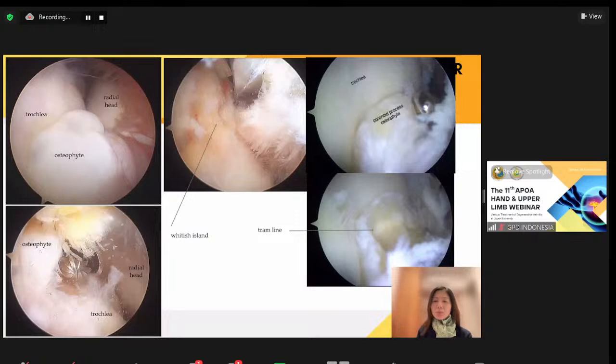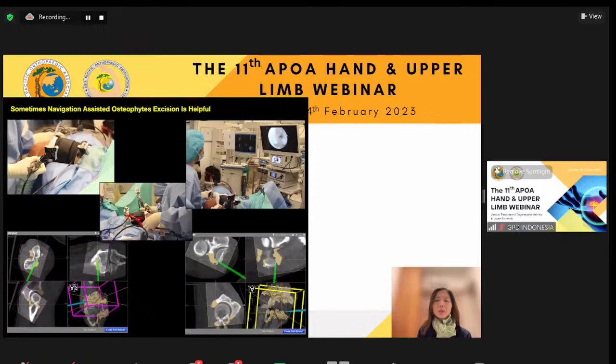We can burr until the absence of the whitish island or the trim line, which are still part of the osteophytes. We can also check inside the arthroscopic view at elbow flexion and extension for any residual impingement. Sometimes navigation-assisted osteophyte excision is helpful to confirm complete osteophyte removal.